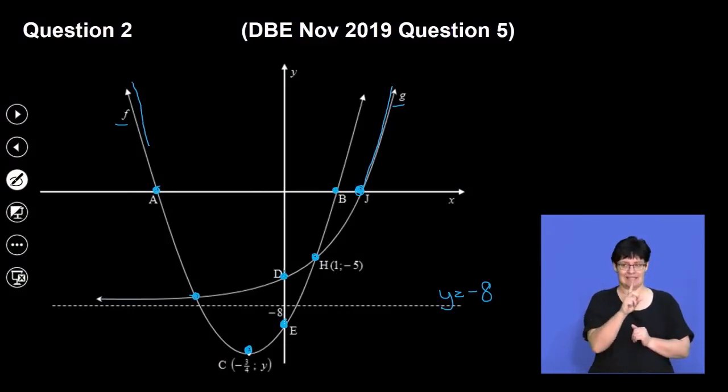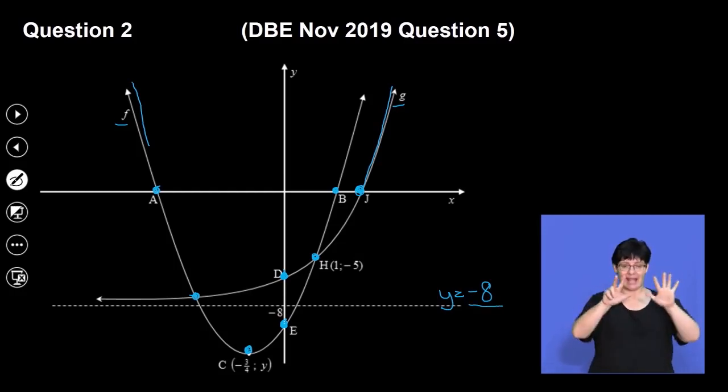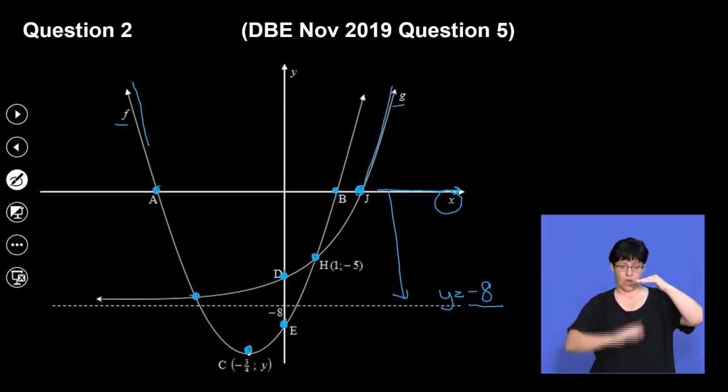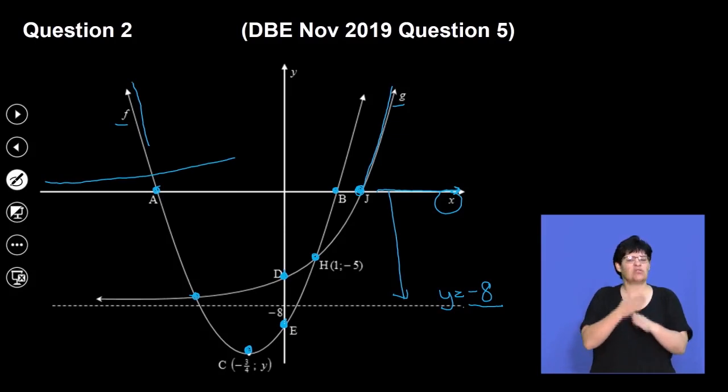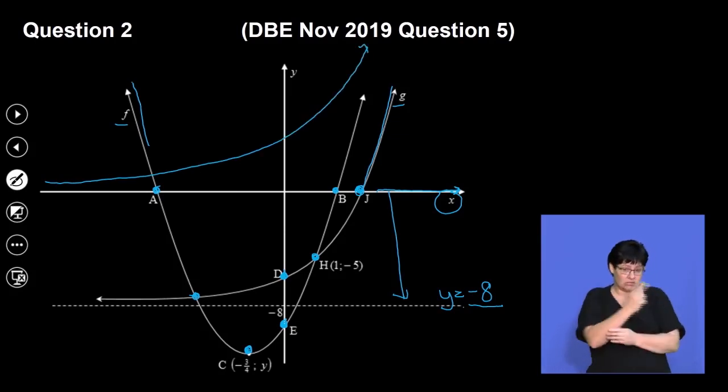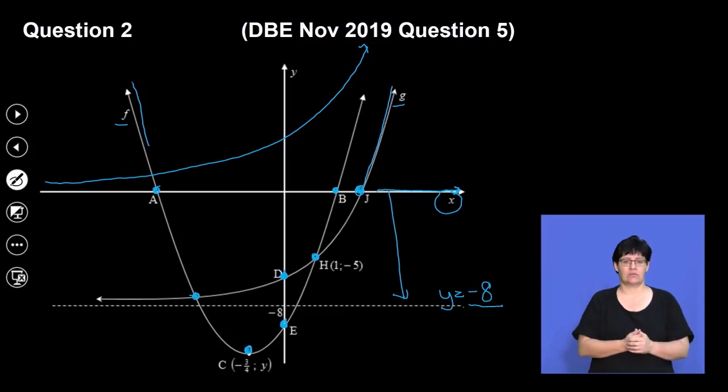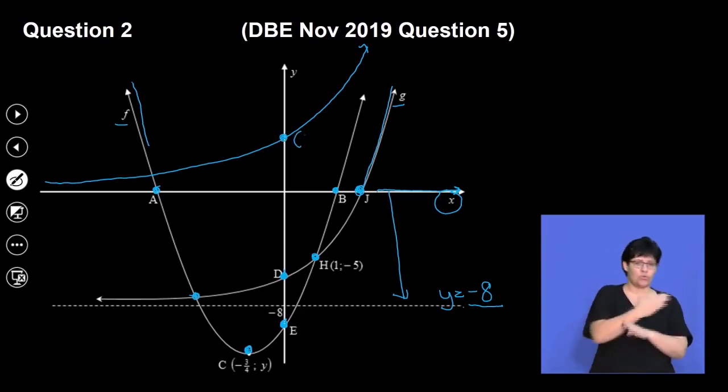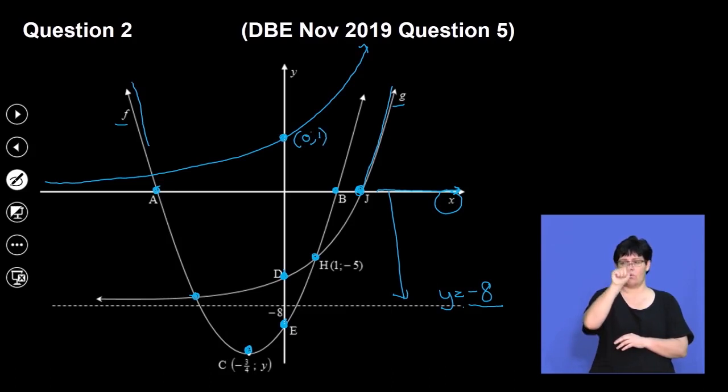So D is the y-intercept of the exponential graph. This exponential graph has been translated downwards by 8 units. It used to have a horizontal asymptote that was the x-axis, but now the horizontal asymptote has moved all the way down to y equals -8. If we think about what this exponential function would have looked like before it was translated down, it would have gone through 1 on the y-axis, which has the coordinates (0, 1).